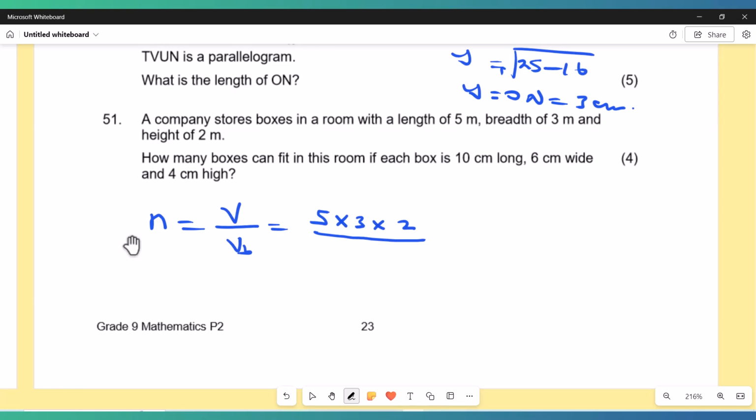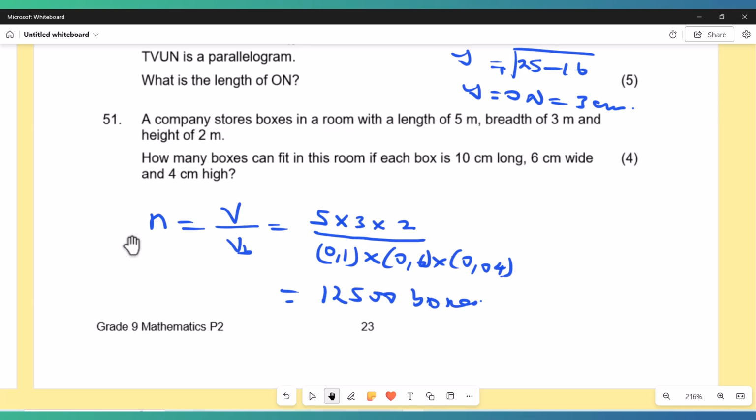So we're going to have 0.1 multiplied by 0.06, then multiplied by 0.04. So what's our final answer here? On the calculator, we divide appropriately. That is 5 times 3 times 2 divided by 0.1 times 0.6 times 0.04. It gives us the boxes as 125,000. Now these are the number of boxes.